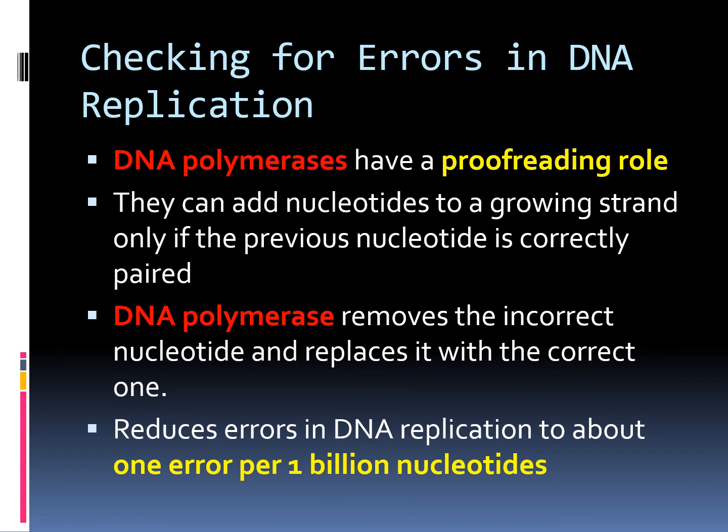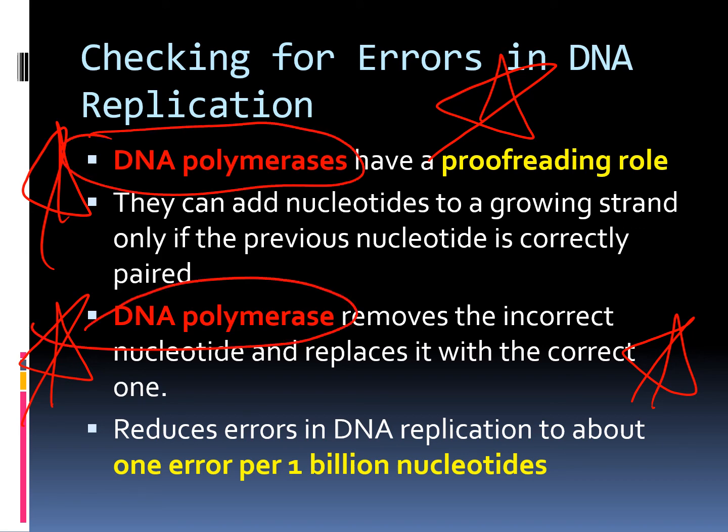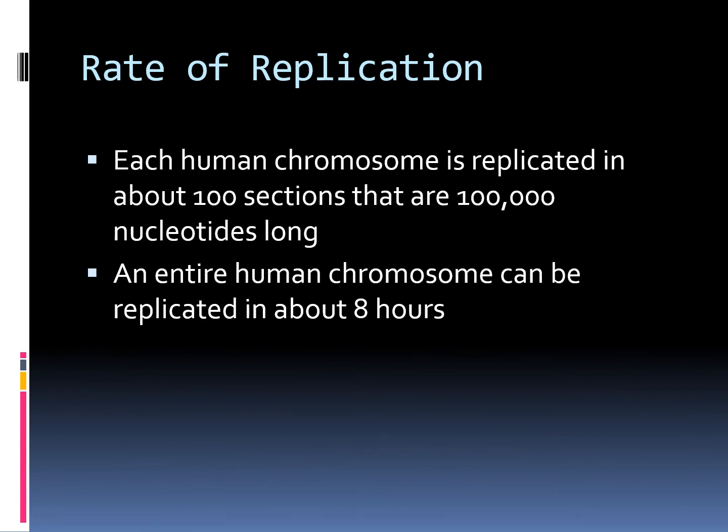So, checking for errors. DNA polymerases have a proofreading role. That means they can double check if all the nucleotides added are being paired up correctly. And what it can actually do is remove the incorrect nucleotide and replace it with the correct one. So DNA replication, checking for errors: DNA polymerase is responsible for all of this. An entire human chromosome can be replicated in about 8 hours. That's actually kind of cool, not gonna lie.